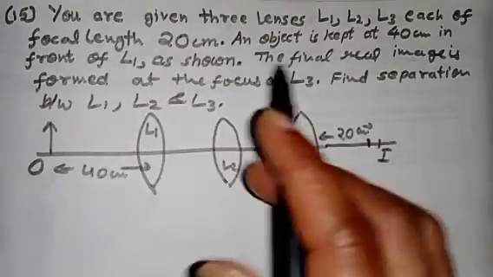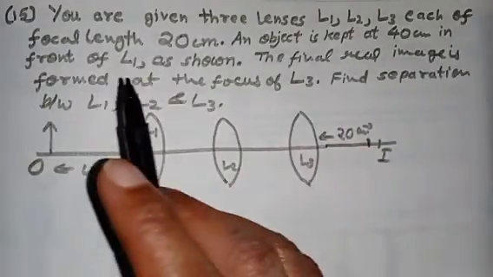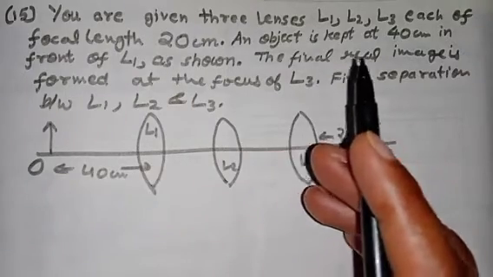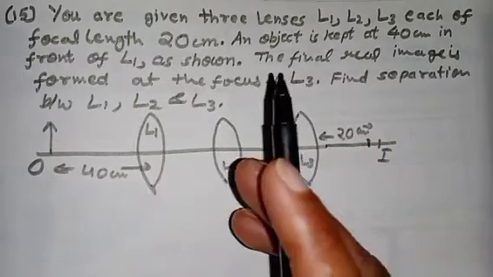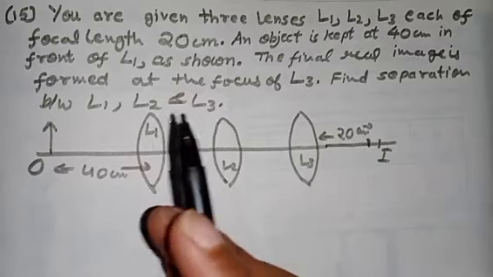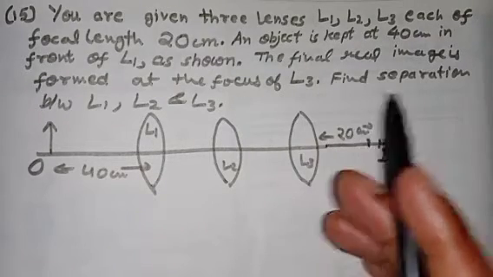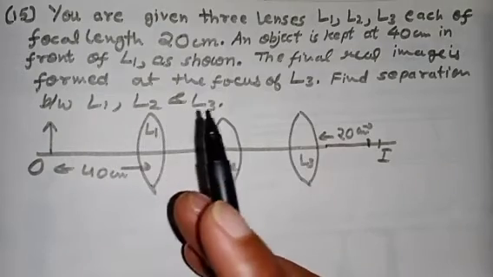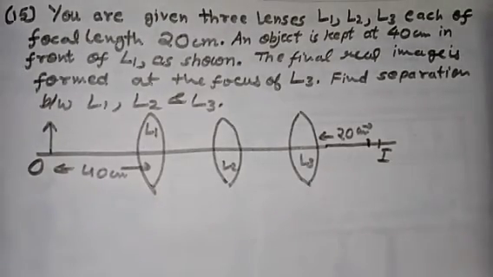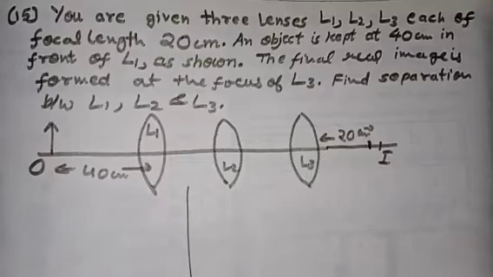So you are given three lenses L1, L2, L3, each of focal length 20 centimeter. An object is kept at 40 centimeter of L1 as shown. The final real image is formed at the focus of L3 here. Find the separation between L1, L2 and L3. So this should be done in parts.